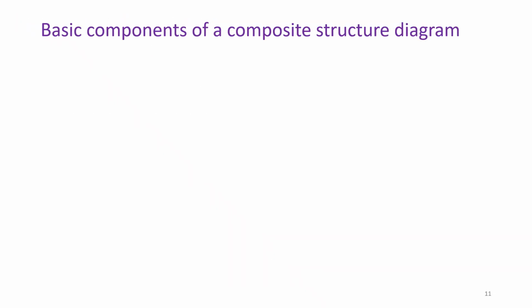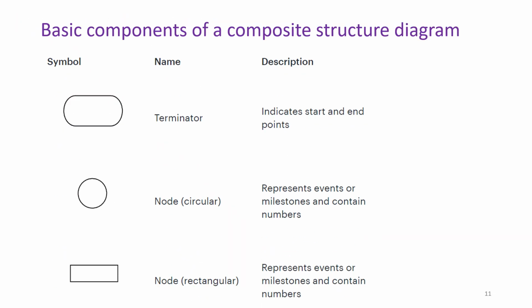Now, the different components used in the structure diagram. First the terminator symbol. This oval shape indicates the terminator. It can be a start or an endpoint, which we have studied in the flow chart of any program. And this circle represents a type of node, usually containing numbers within the circle. And the rectangle represents some events; again, it may contain a few numbers.